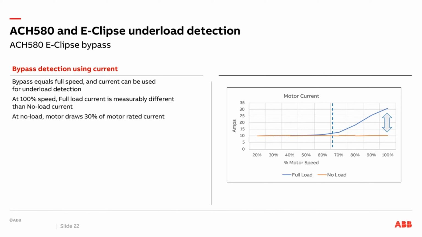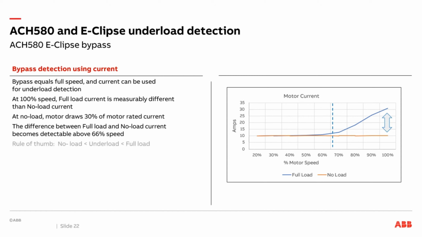And by reviewing the variable speed curve, we can also see that the difference between full load and no load current only becomes detectable above 66% speed. So in bypass mode, that means that the underload trip point needs to be selected above no load current and less than full load current.